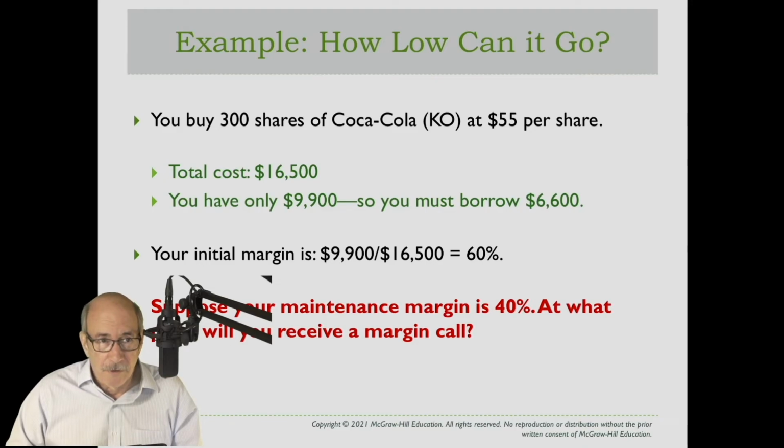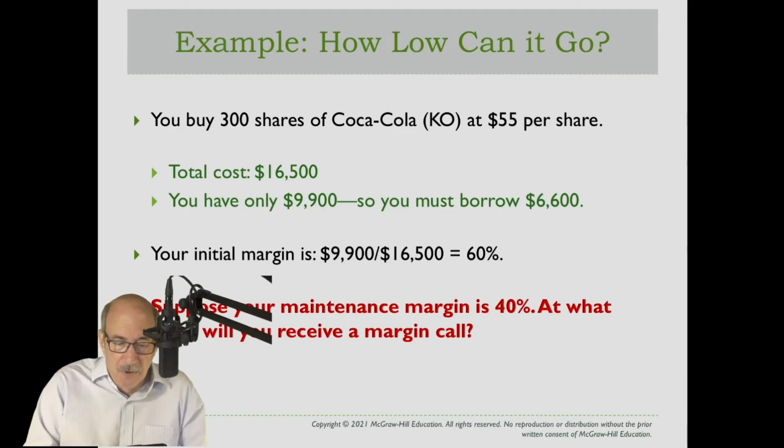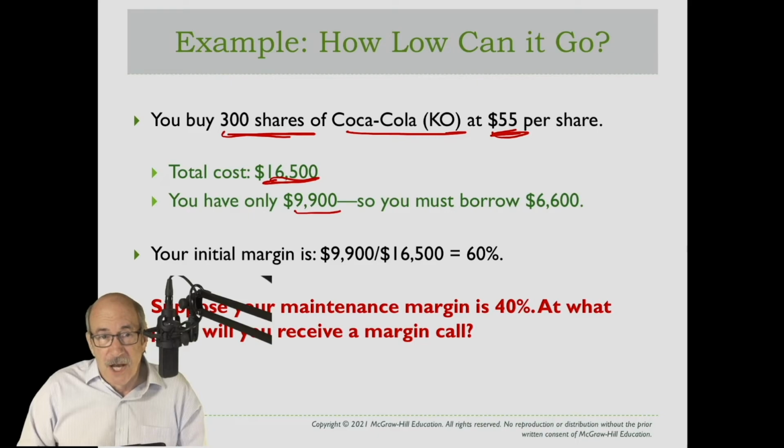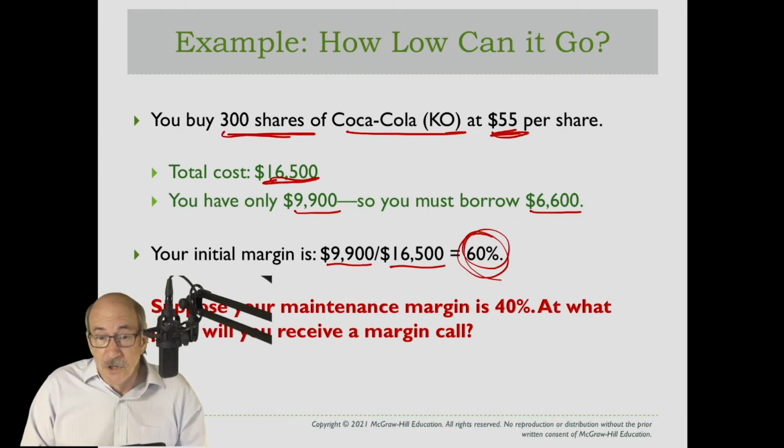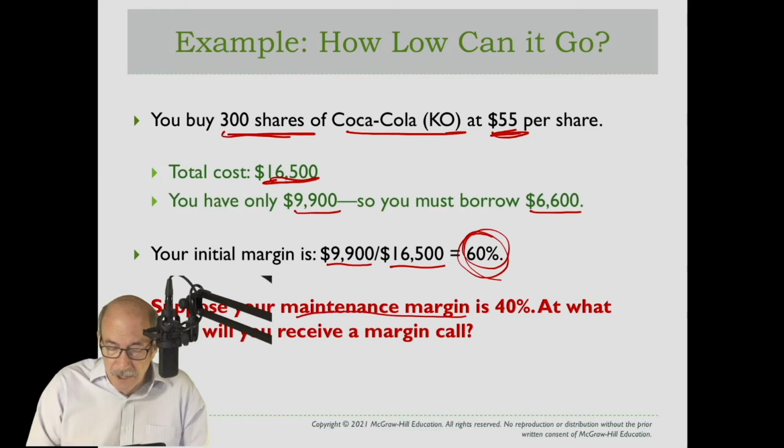I'll show you both. All right, so in this example, we have 300 shares of Coca-Cola at $55 per share. So the total cost is $16,500. We only have $9,900. So we borrow $6,600, making our initial margin $9,900 over $16,500, or 60%. Now, also suppose that our maintenance margin for this investment is 40%.